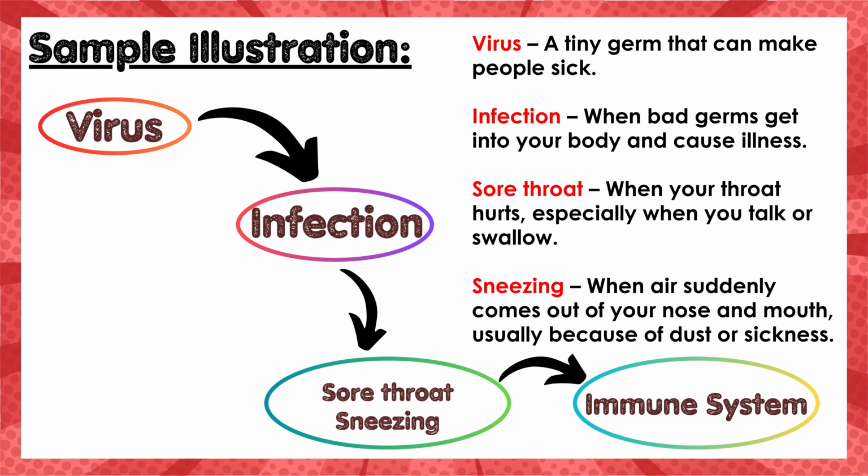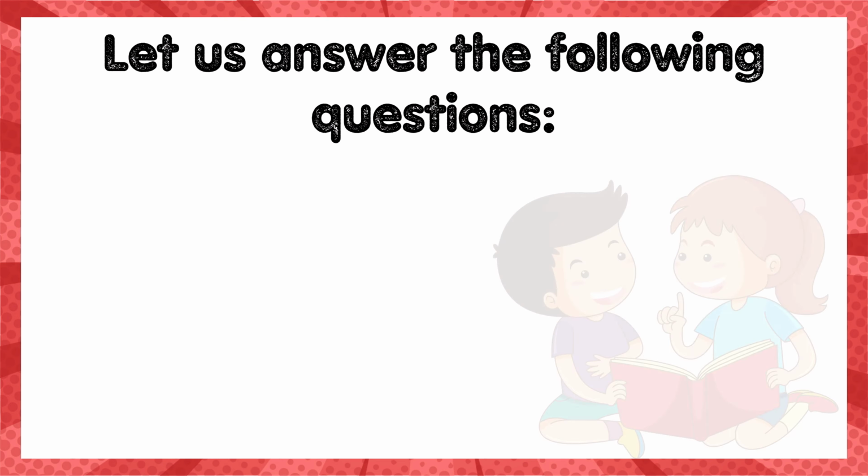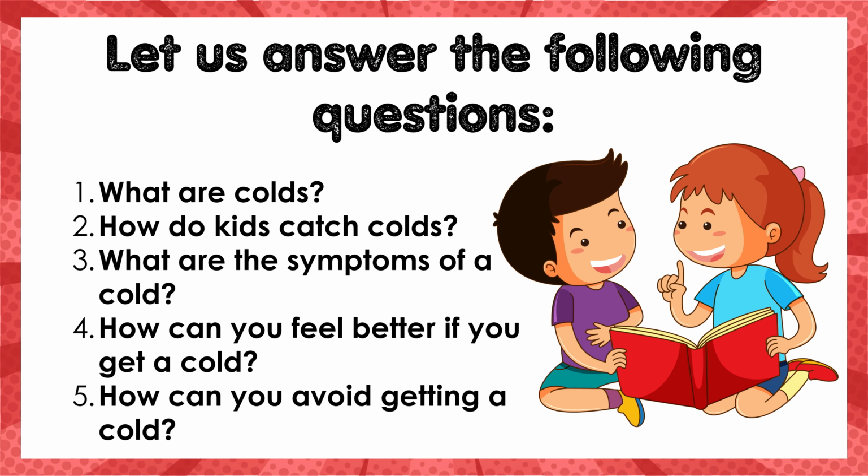Now, it's your turn to make your own word map using the same 5 words. Be creative and make sure your map shows the connection between each word. And now, let us answer the following questions. Number 1. What are colds? Number 2. How do kids catch colds? Number 3. What are the symptoms of a cold? Number 4. How can you feel better if you get a cold? Number 5. How can you avoid getting a cold?